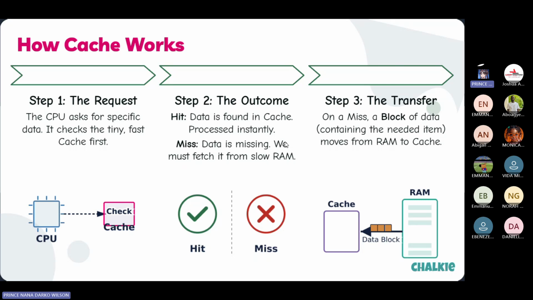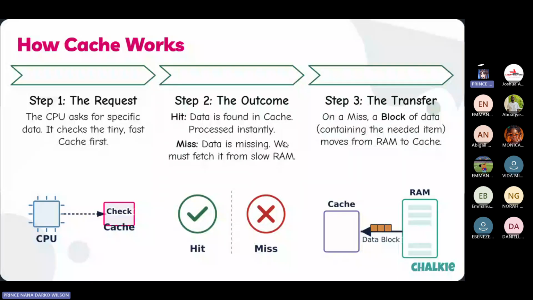How cache works. Step 1, the request. The central processing unit asks for specific data and it checks the tiny fast cache first. The tiny fast cache will be the level 1 cache, which is the closest to the central processing unit. When it checks the cache, there is an outcome, that's step 2. It might either hit or miss. Hitting is a term used to describe data that we find in the cache. So when data is found in the cache, due to how fast the cache is, that data is quickly moved to the CPU and processing is almost instant.